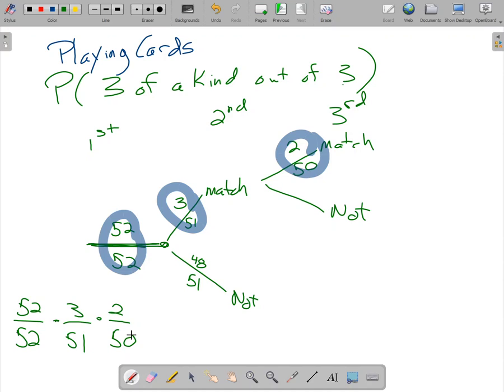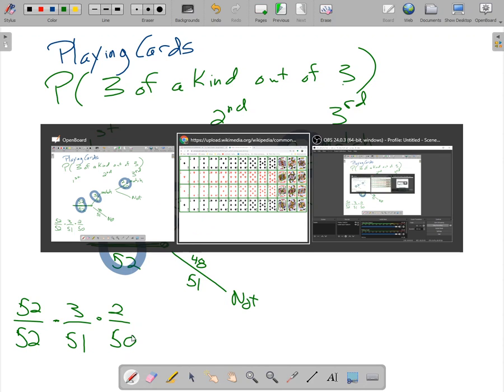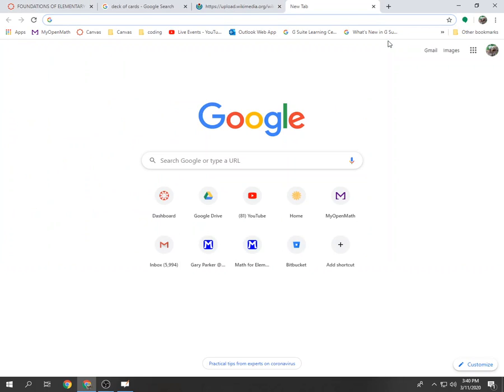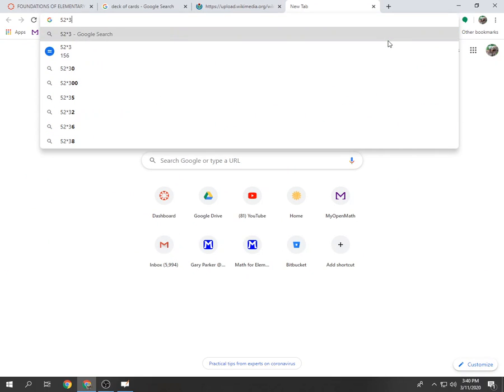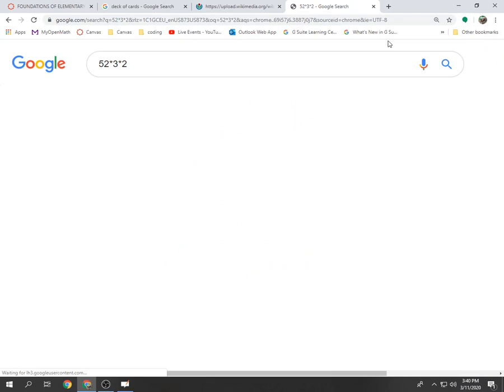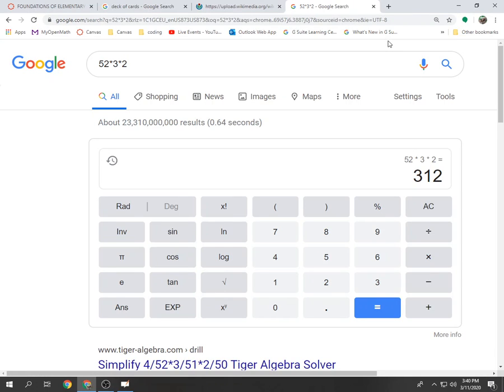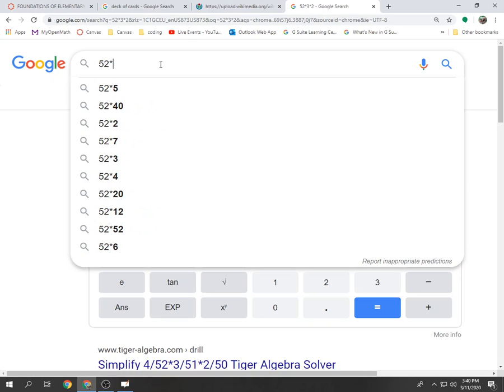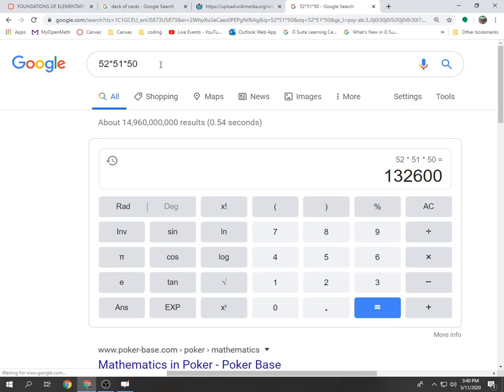Calculators, get them out if you don't already have them, and help me with these calculations. We need the product of the numerators and the product of the denominators. The first one was 52 times 3 times 2. That gives me 312. And then 52 times 51 times 50. That's 132,600.